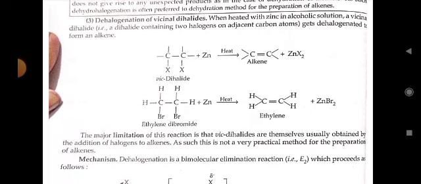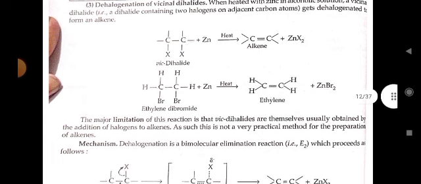Dehalogenation of vicinal dihalides: when heated with zinc in alcoholic solution, a vicinal dihalide, that is a dihalide containing two halogens on adjacent carbon atoms, gets dehalogenated to form an alkene. For example, ethylene bromide with zinc on heating gives ethylene plus zinc dibromide.